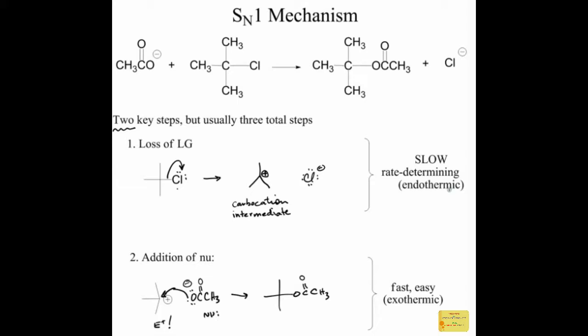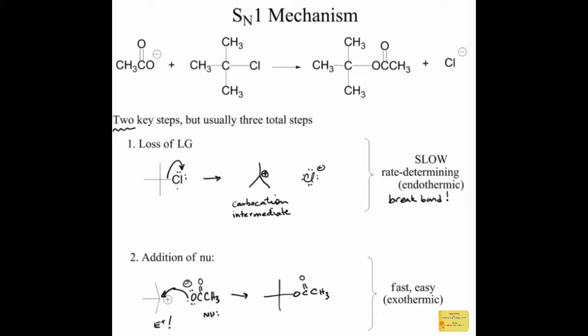So what is it about this first step that makes it endothermic, that makes it something that you have to climb uphill? Well, we're going to a very unstable carbocation intermediate, so that's one clue. And the other thing is that you're breaking a bond. The process of breaking a bond is always an endothermic one. You always have to put energy in to break a bond. So we go uphill for this step.